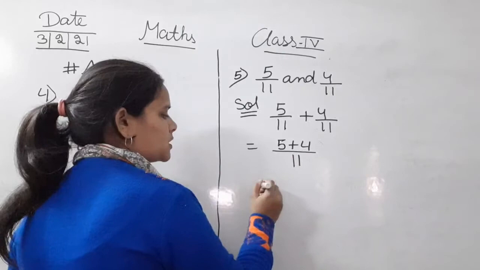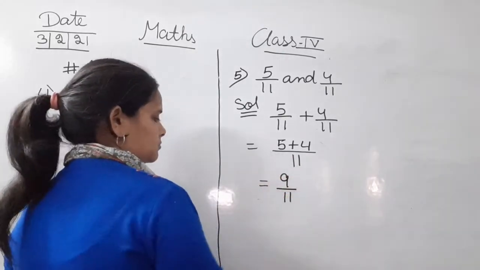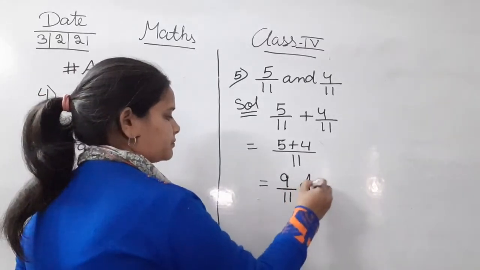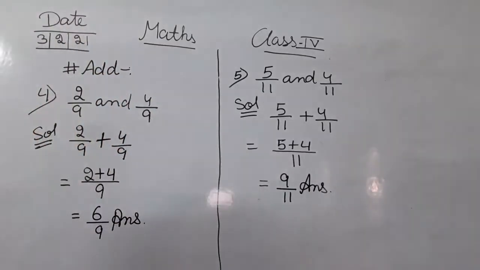Now let's add their numerators, 5 and 4. 5 plus 4 is 9. The denominator is 11. So the answer is 9 upon 11. Okay. So this is how we are going to solve the given fractions. Moving next to the sixth one.